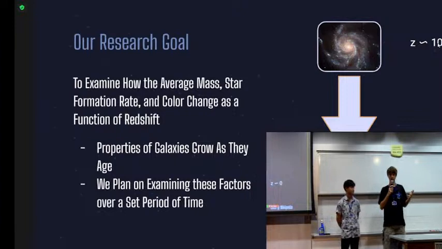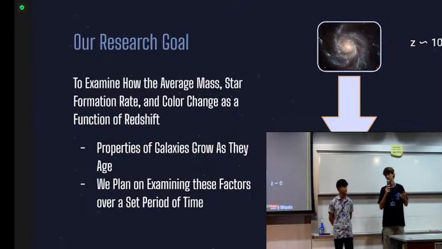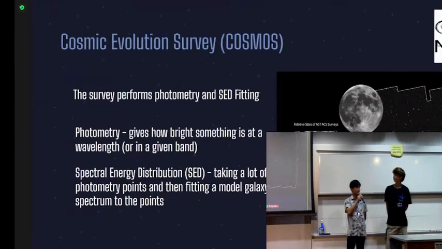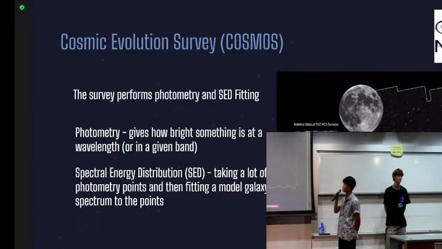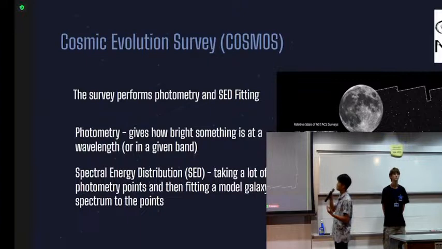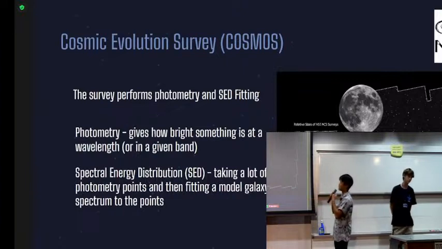Like Wilson said, redshift means time equals distance, so we're basically examining the properties of these galaxies as a function of time. This starts off with getting photometric observations, or data, from the Cosmic Evolution Survey, which helps with classifying galaxy properties. First we used photometry and SED fitting. We didn't necessarily perform them, but we took the data that was given from COSMOS and used it within our research.